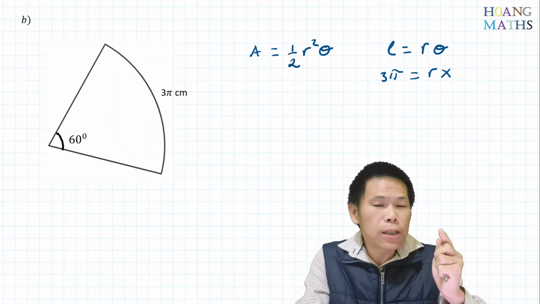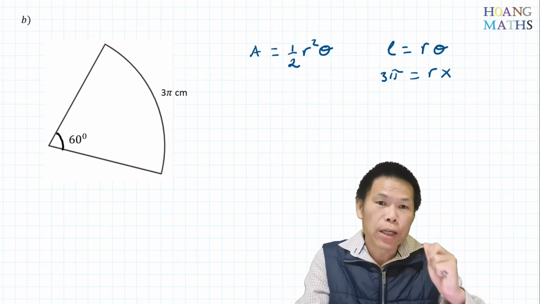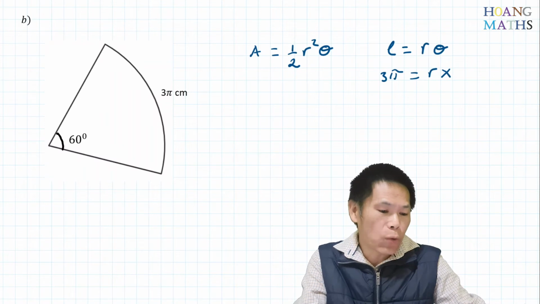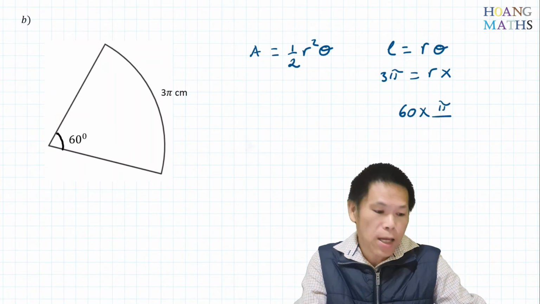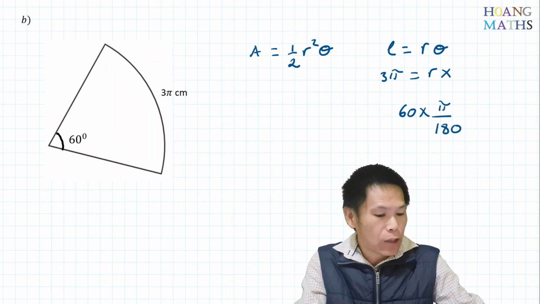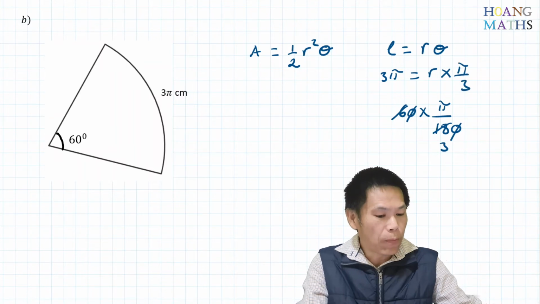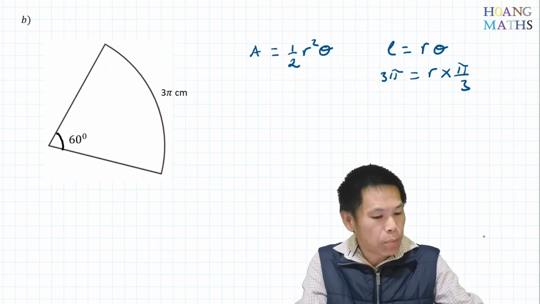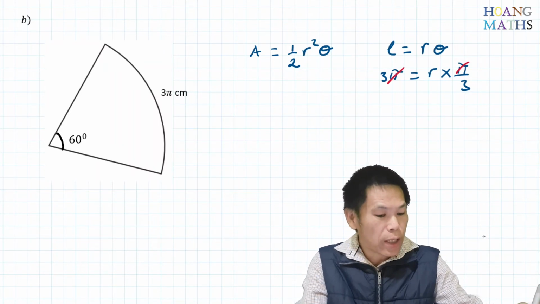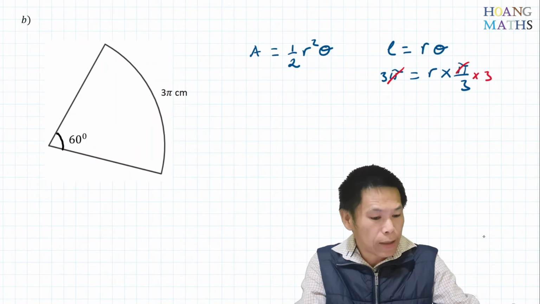So 60 degrees is pi over 3. If you cannot remember, you can quickly convert. So 60 multiplied by, because we want radians, pi over 180 degrees. The 6 with 0, we can cancel out, and 180 divided by 6 gives me 3. So pi over 3. There you go. So I can just simplify this, cancel the pi out, and multiply by 3 on both sides.